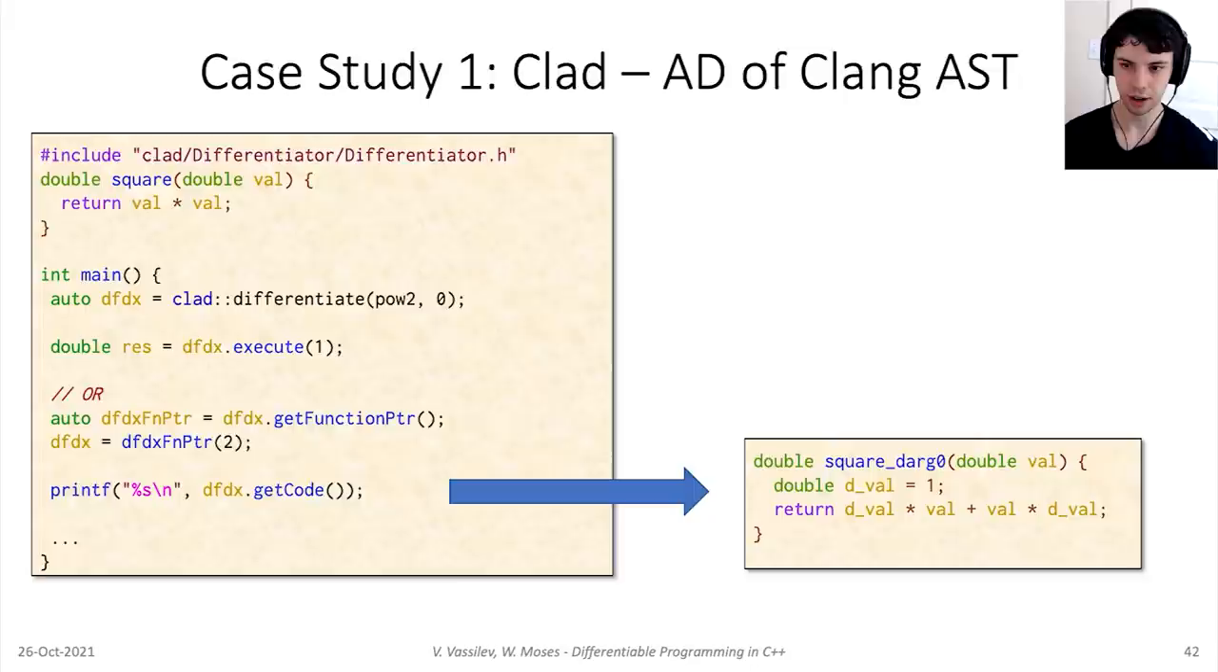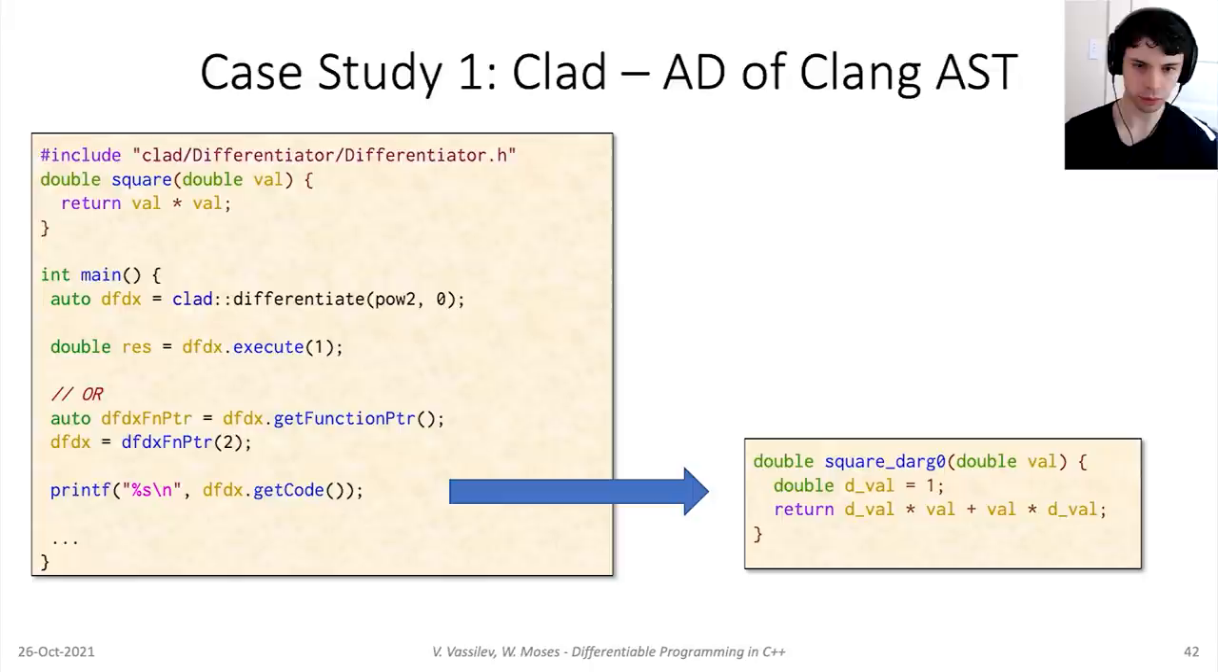Since that's a little bit hard to understand, happily, clad has this nice utility for us where it lets us print out the C or C++ representation of the code. So we can look at that directly on the right here and see what that AST corresponded to. So we have, again, we define dval equals 1. We return that dval times val plus val times dval, which gives us the equivalent of the derivative, which is just effectively 2 times val.